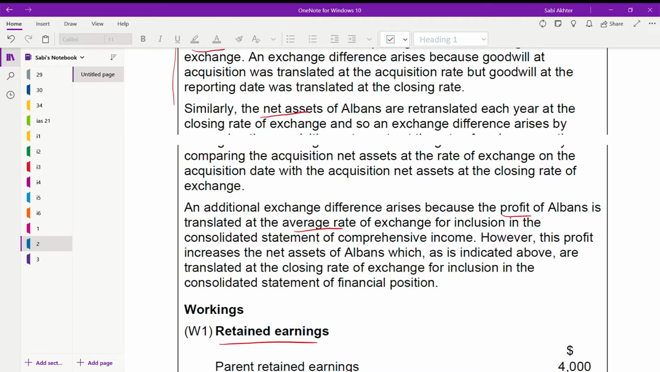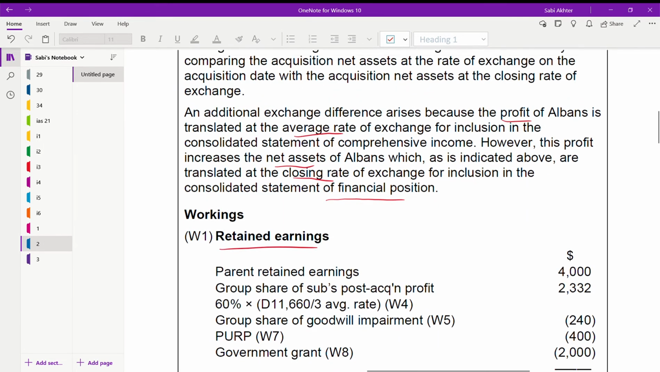But the net asset, this profit increases the net asset, okay? That is translated at the closing date for inclusion in the statement of financial position. That's why, because of that disparity, there is an exchange difference. Now let us go to the answer.